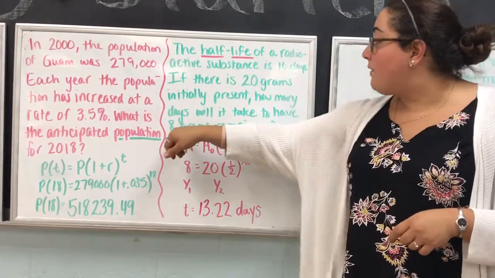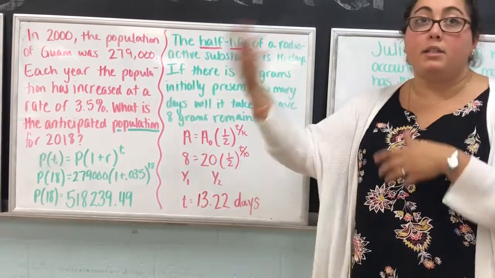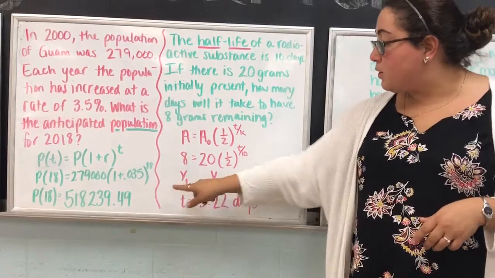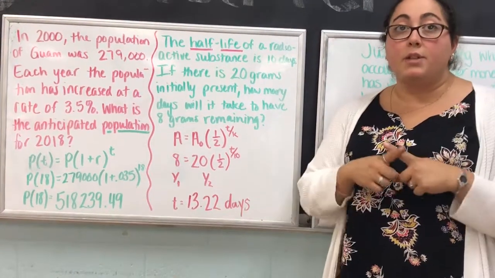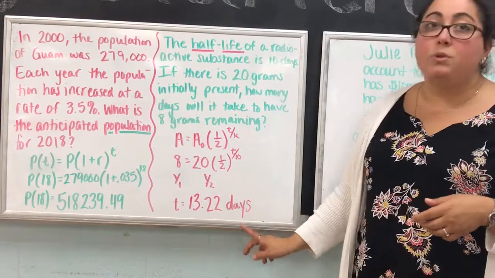And we want to know when we have 8 grams remaining, which is why this is what I want it to be. Instead of solving this out algebraically, we're going to put this into y1 and y2 and find where they intersect. If you look on a graph, they end up intersecting at 13.22 days.